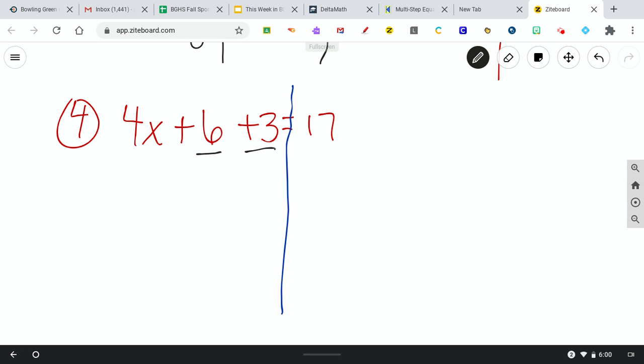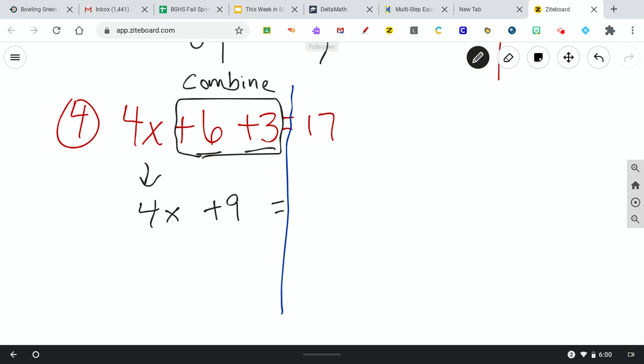So I get to combine this. I get to combine them because they're like terms and they're on the same side of the line that I drew. They're on the same side of the equal sign. So I get to combine those. Okay. So what I'm going to do, I'm going to bring this down. And 6 plus 3 is 9. It's a positive 9. And all that equals 17.